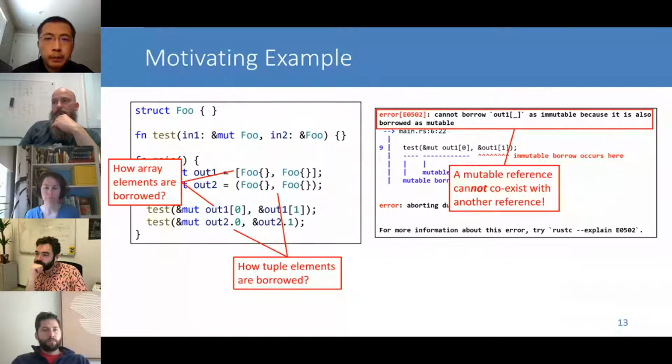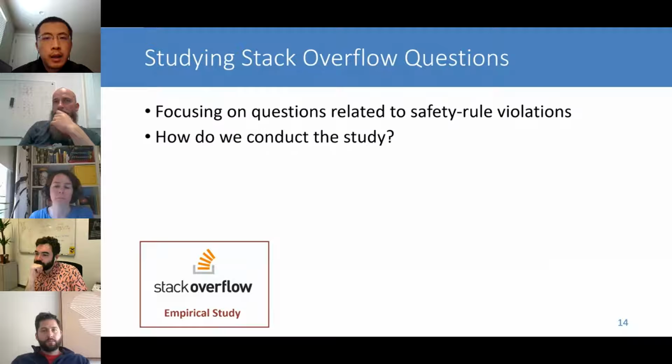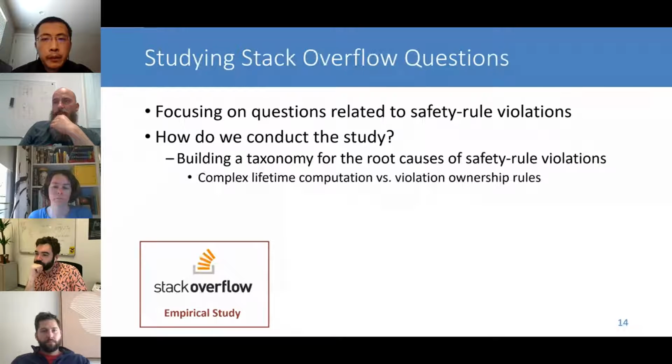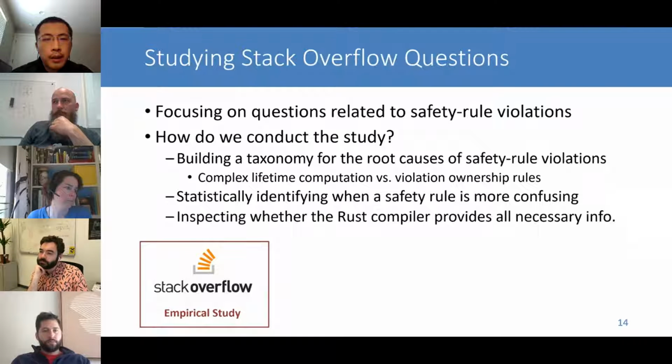To systematically understand the programming difficulties of Rust, we conduct an empirical study on Rust-related Stack Overflow questions. We focus on questions related to safety rule violations. To conduct the study, we first build a taxonomy for the root violations. We then apply two statistical models to pinpoint when a safety rule is more confusing. Finally, we inspect whether the Rust compiler provides all necessary information for programmers to comprehend the violations. We got 6 findings from the empirical study.